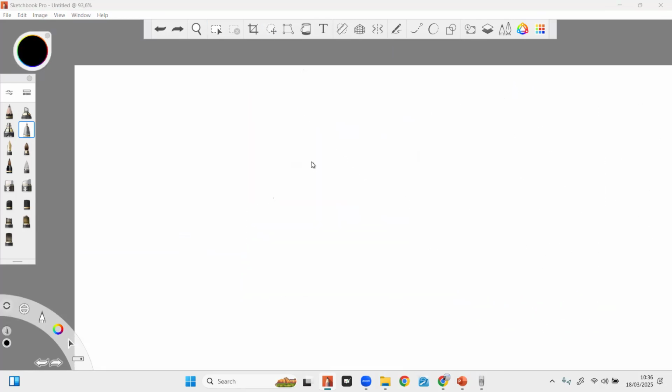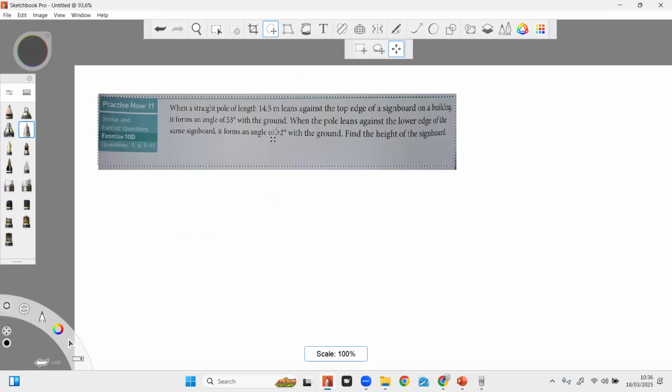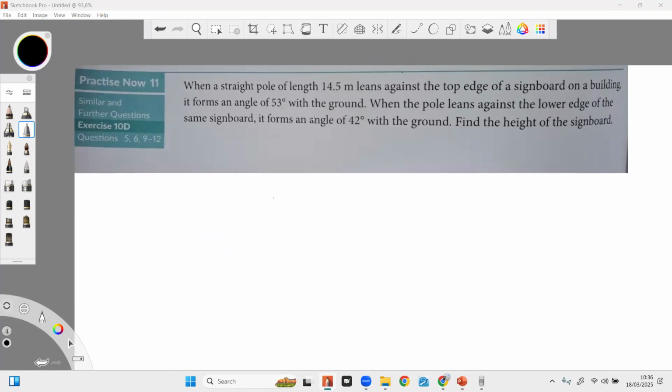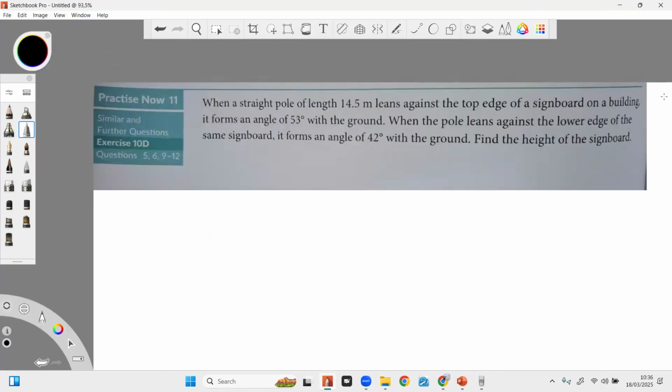Look at practice now 11. What page is it? 78. A straight pole, length 14.5, leans against the top edge of a signboard of a building. It formed an angle 53 with the ground. When the pole leans against the lower edge of the same signboard, do we have the drawing on that part? No, right? So when a straight pole of the length 14.5 leans against the top edge of the signboard of a building, for example, this is the signboard.